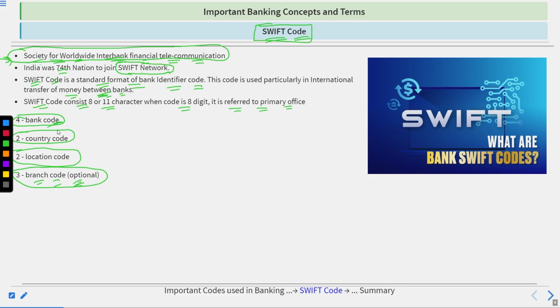Suppose we're talking about Citibank, so 4 will show the Citibank. Country, USA. Location, for example, New York. All right. Branch code will show Washington. All right. That is the thing.